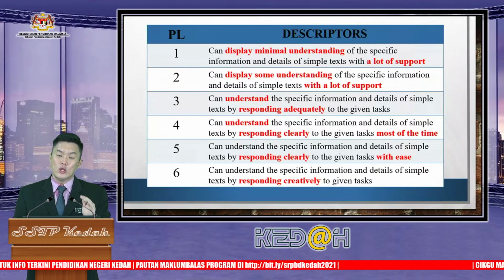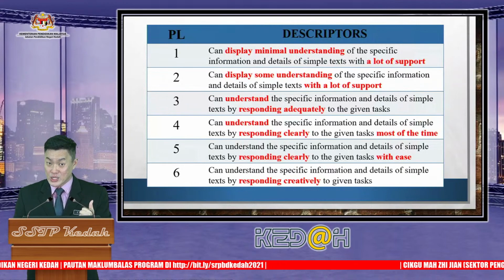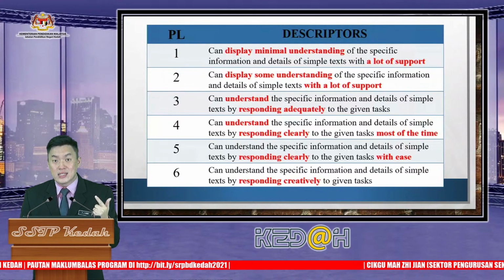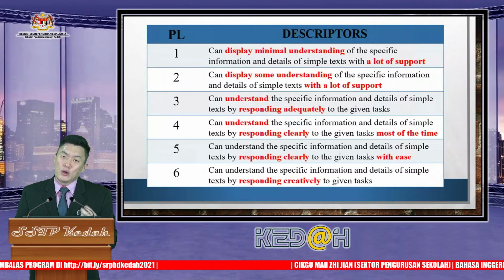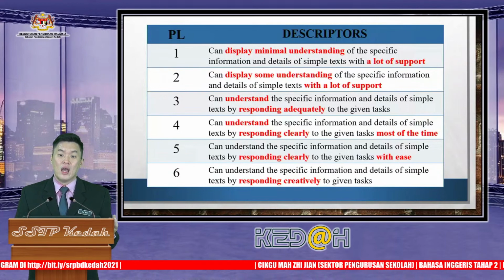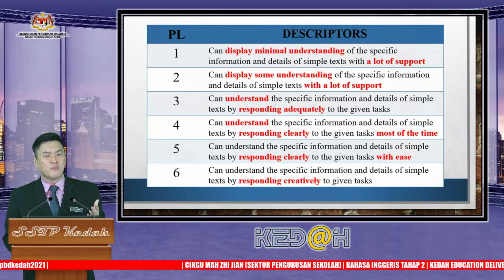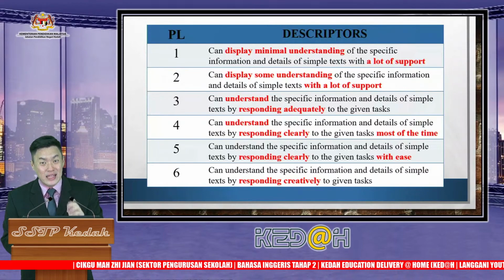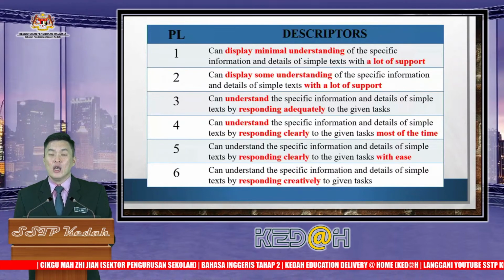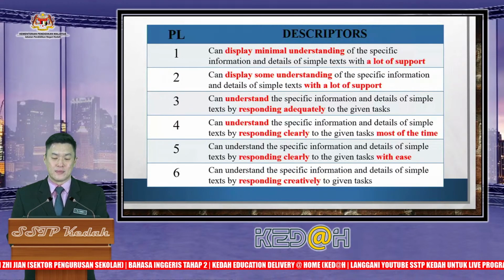Now we can note the differences between levels. It can be in terms of the level of understanding. Is it minimal? Is it some understanding, or can they understand? It can be in terms of support. How much support do I need to give the pupil? It can also be in terms of the response that you get. Did they respond adequately? Is it clear or is it creative? And finally, the amount of time needed for the pupils to complete the task. So we can take in these 4 considerations when we are placing them in the levels.